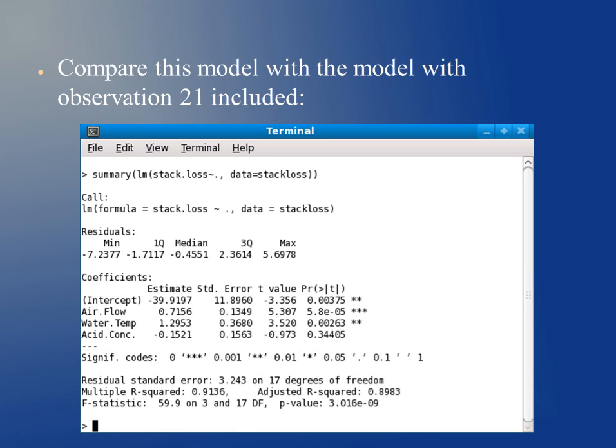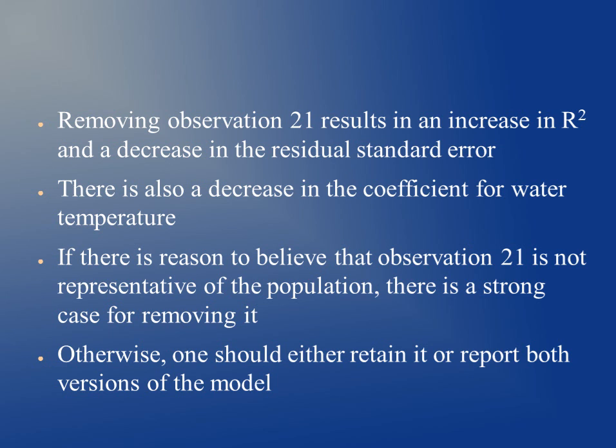If we go back to the regression including 21, we can see that our error is a lot greater if we keep that observation, and our R squared is smaller. So the model doesn't fit the data as closely. We also have some change in the coefficients and the relationship between those predictors and the outcome. So removing observation 21 results in an increase in R squared and a decrease in the residual standard error. There's also a decrease in the coefficient for water temperature.